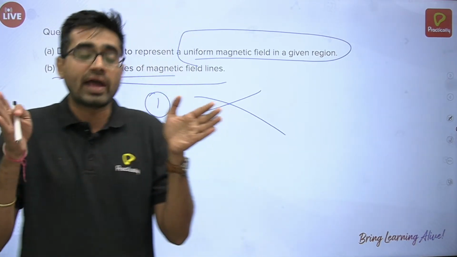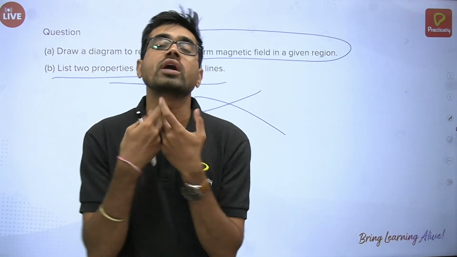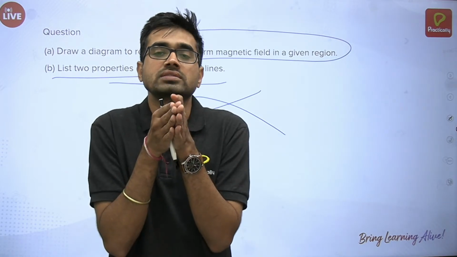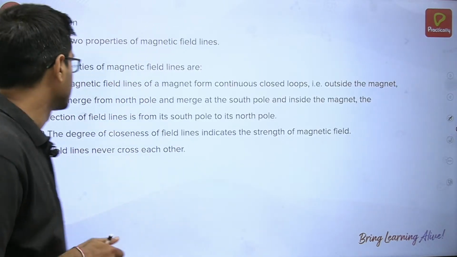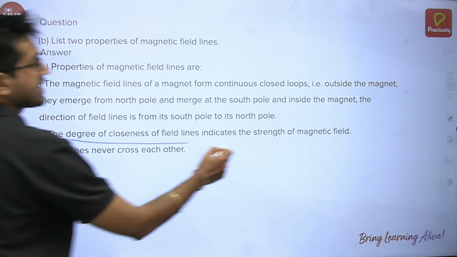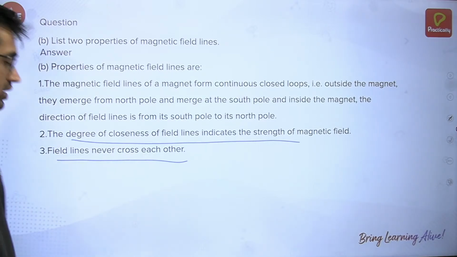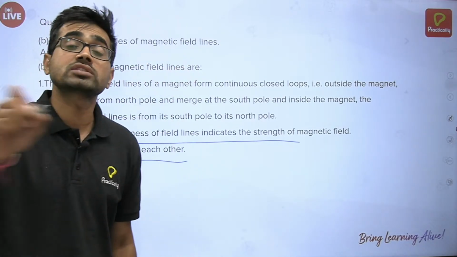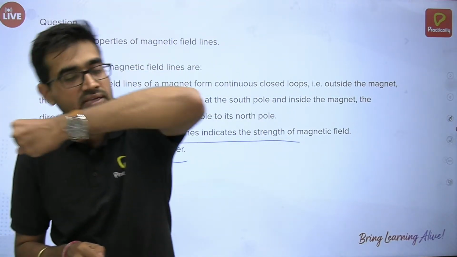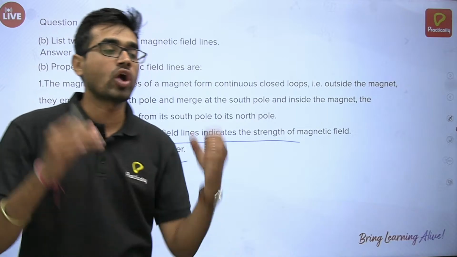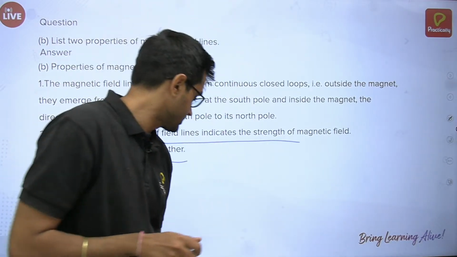Second, the closer the magnetic field lines are, the stronger the magnetic field. The density indicates the strength, and of course the field lines never cross each other. And the magnetic field lines are always closed. They start from the north pole and end in the south pole, and inside the magnet they go from south to north. They are not open, they are closed loops.